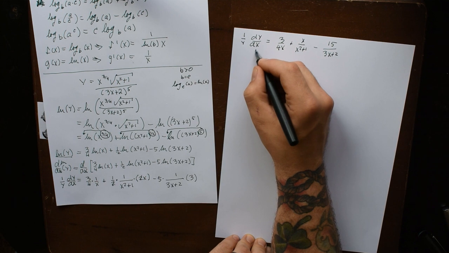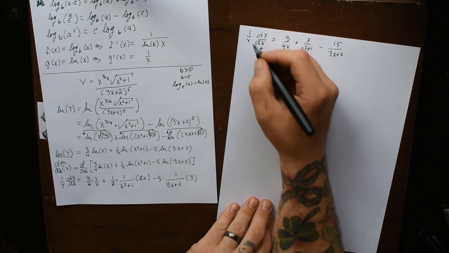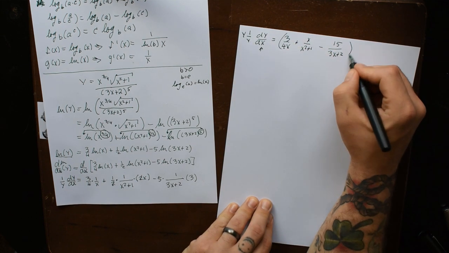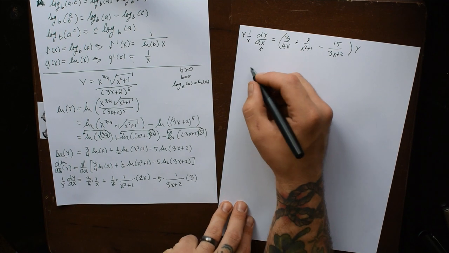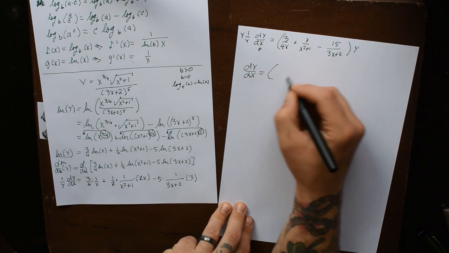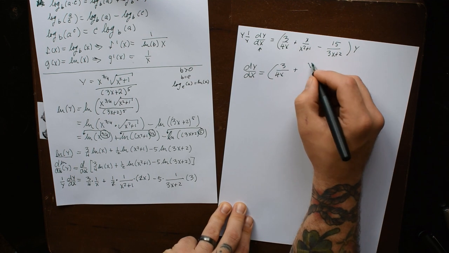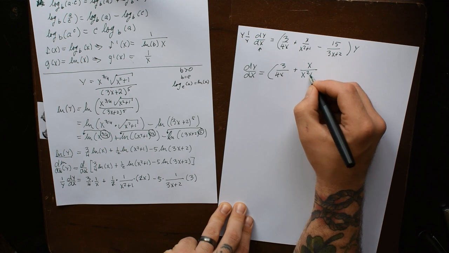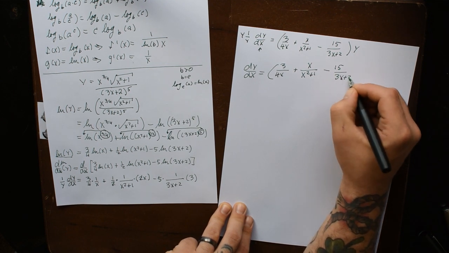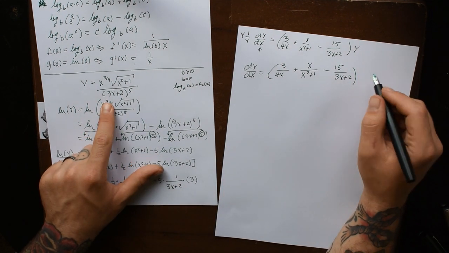What we want to solve for is this dy dx. We've got this y on the left-hand side, or 1 over y. If I multiply on the left by a y, I can multiply on the right by a y, and we get dy dx is equal to 3 over 4x plus x over x squared plus 1 minus 15 over 3x plus 2, times y. But we know what y is. Y is this thing.